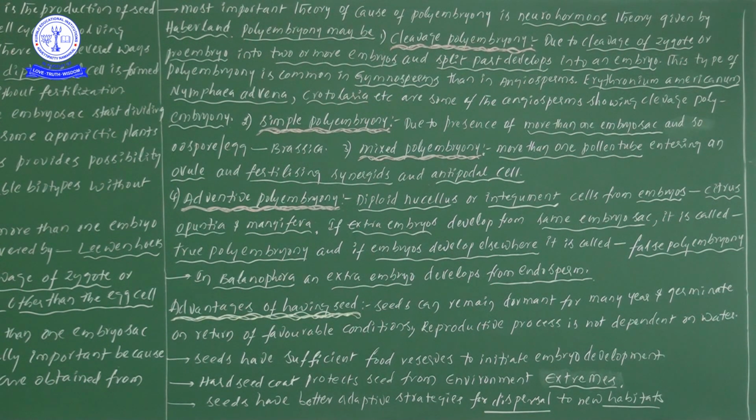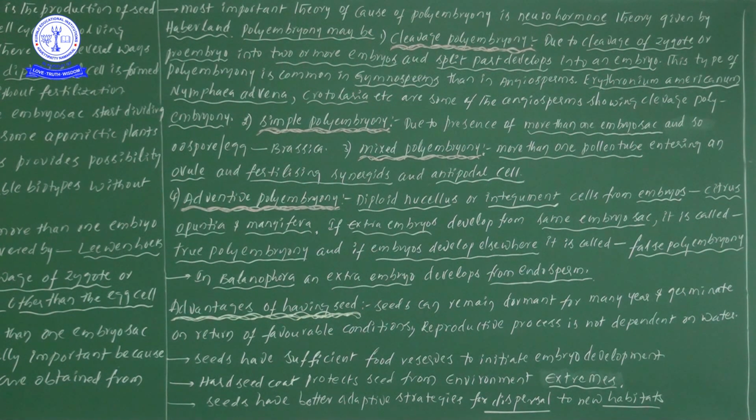Next, this type of polyembryony is common in gymnosperms. Here zygote splitting or proembryo splitting, such kind of development, we generally observe in gymnosperms rather than angiosperms. In comparison of gymnosperms and angiosperms, we can observe this phenomenon much more in gymnosperms than angiosperms. Which one? Cleavage type.